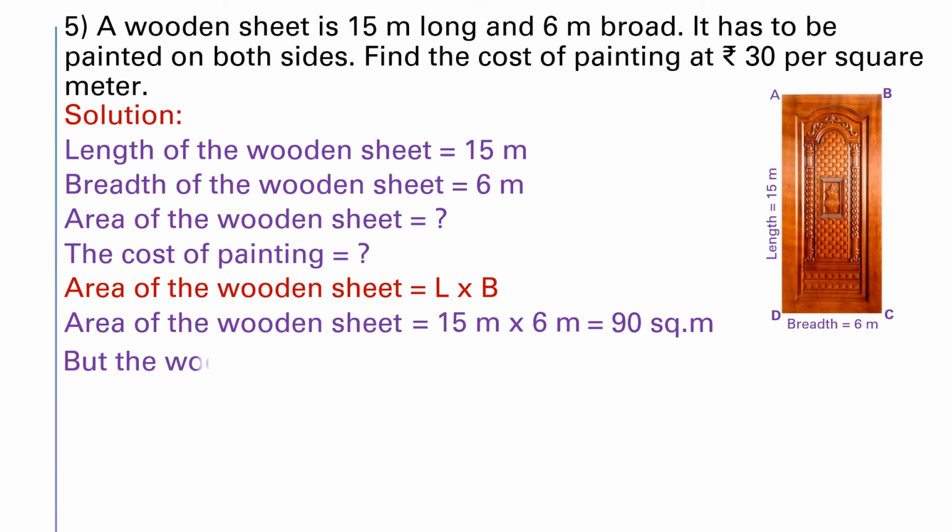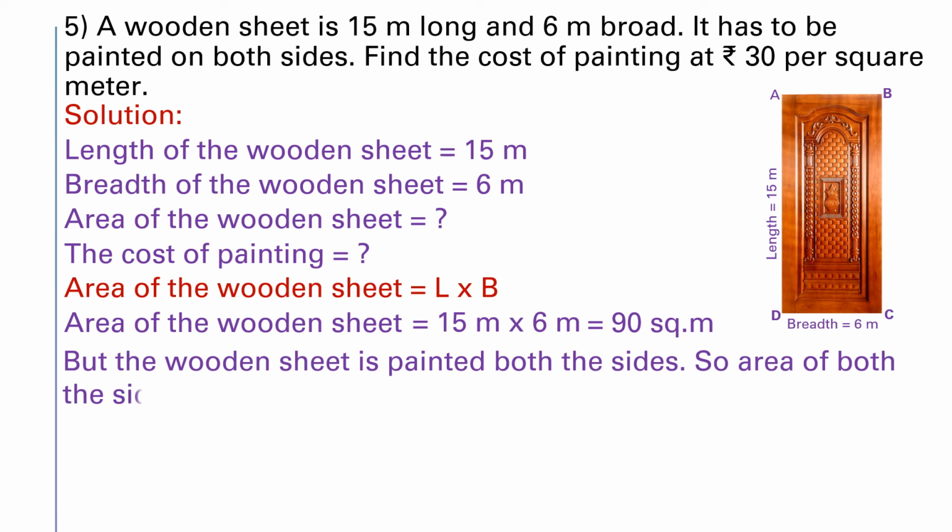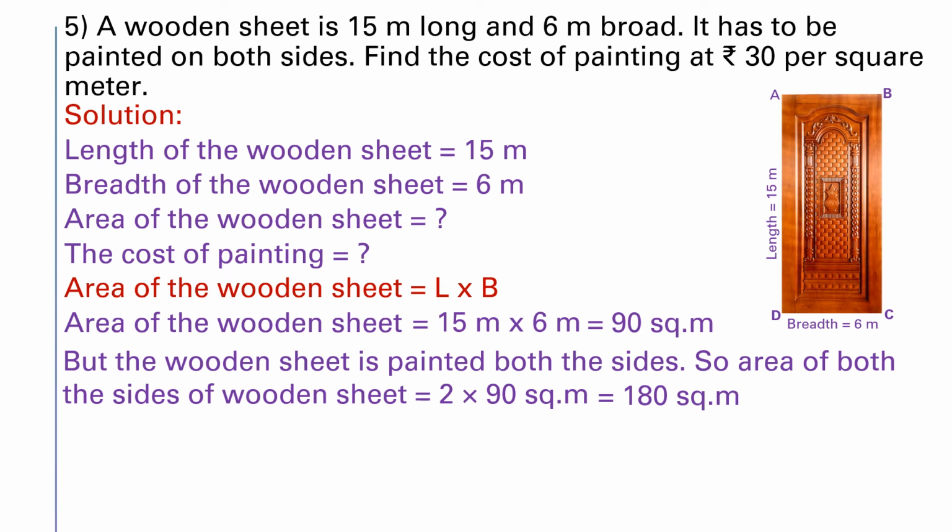But the wooden sheet is painted on both the sides. So area of both the sides of wooden sheet is equal to 2 multiplied by 90 square meter. Now do the multiplication. We get 180 square meter. That means area of both the sides is equal to 180 square meter.